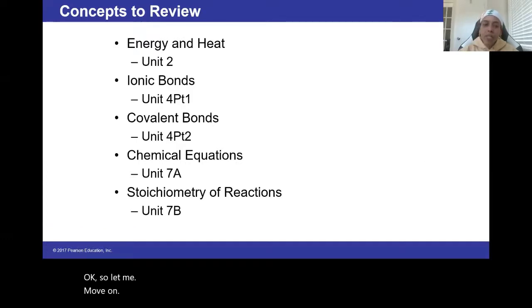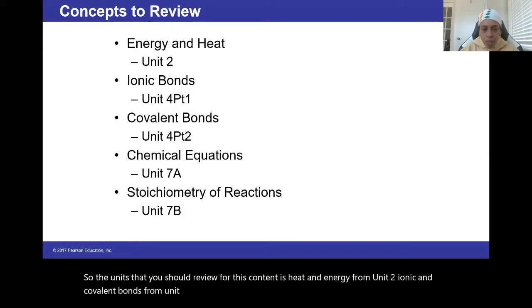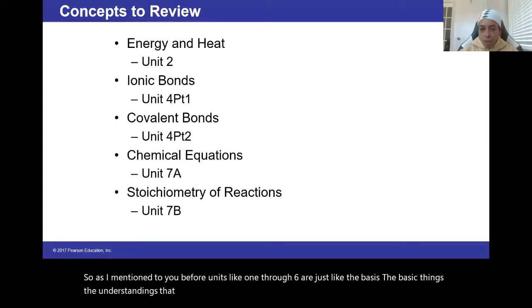So the units that you should review for this content are heat and energy from Unit 2, ionic and covalent bonds from Unit 4, and chemical equations and stoichiometry of reactions that we just covered in 7B. As I mentioned to you before, units like 1 through 6 are just the basic understandings that you need in order to get the higher level content.